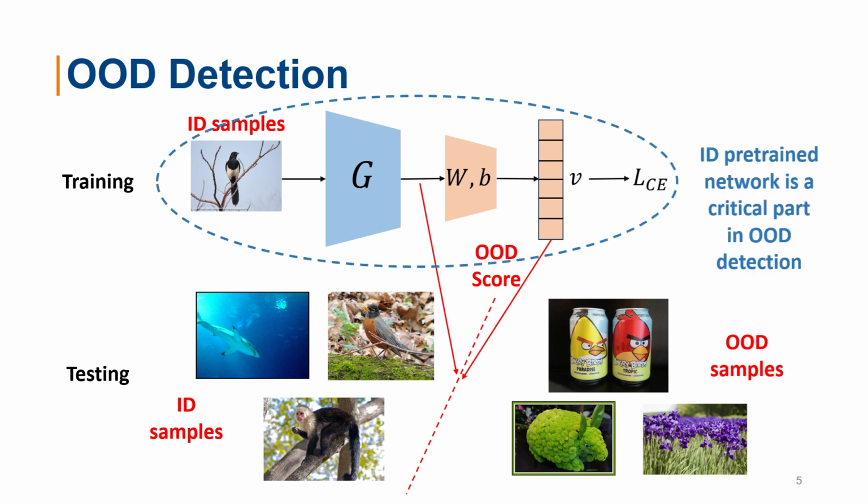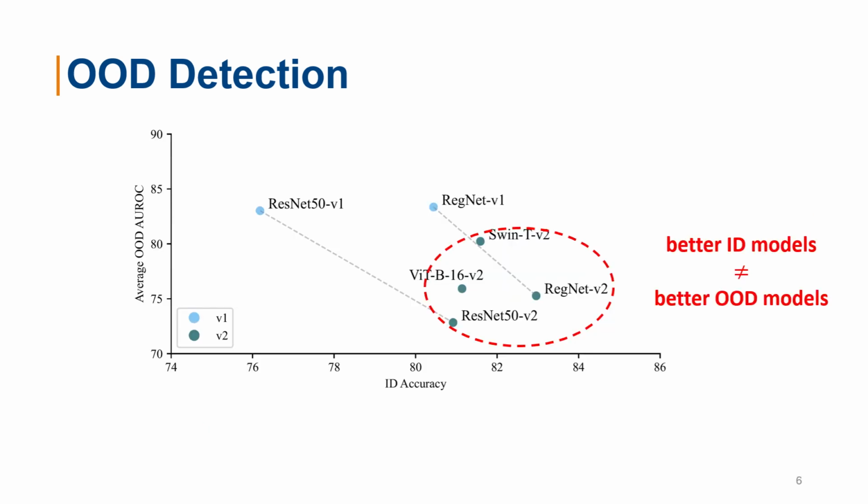In such a pipeline, the ID pretrained network is a critical part in OOD detection, and previous works always assume that a good ID classification model should do well on OOD detection. However, we find a different trend in ImageNet pretrained models. V2 models with better ID accuracy show worse OOD performance than V1 models. This challenges the assumption that better ID models should do better in OOD detection.